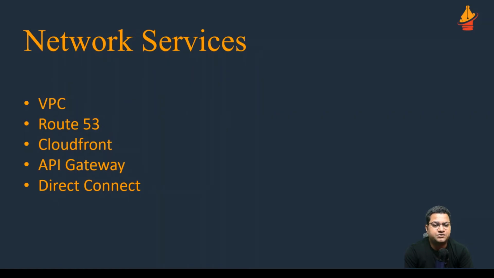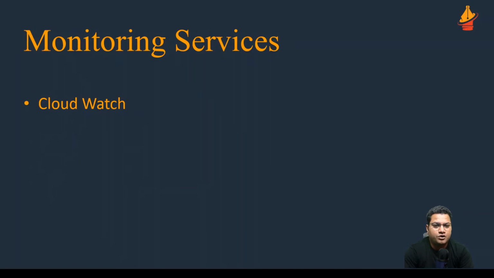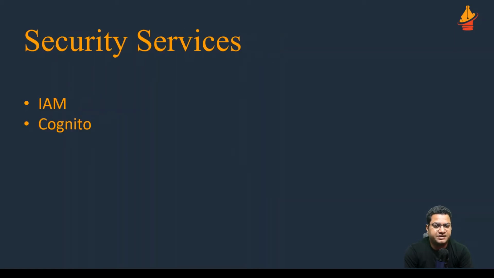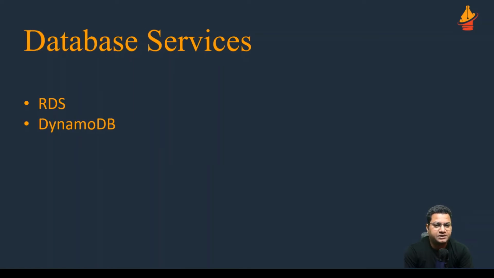On network services, we are going to talk about all the important services including VPC, Route 53, CloudFront, API Gateway, and Direct Connect. On monitoring services, we are going to talk about CloudWatch, and possibly I'll be covering CloudFormation as part of the monitoring services as well. Then on security services, we will talk about IAM integration and Cognito.